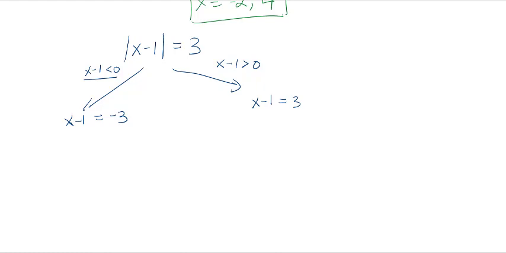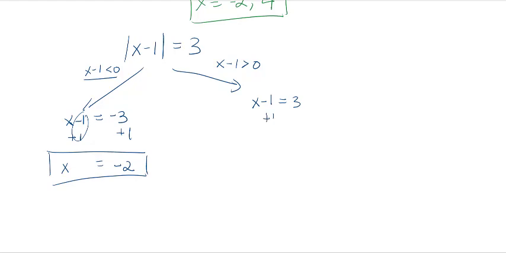So again, we'll use our addition property for both sides. So we have x on the left-hand side because negative 1 and 1 cancel, and we have negative 3 plus 1, which is just negative 2. So our result is x equals negative 2.